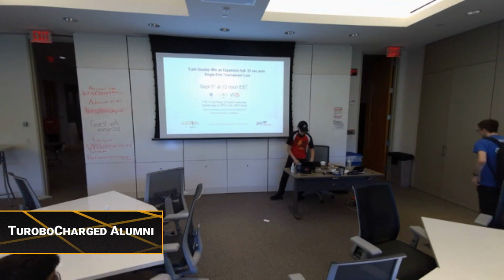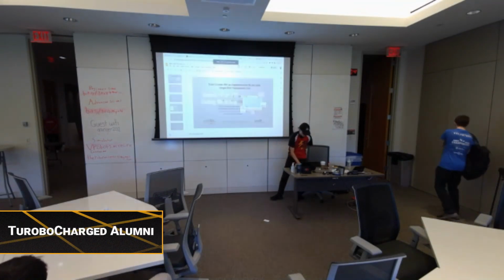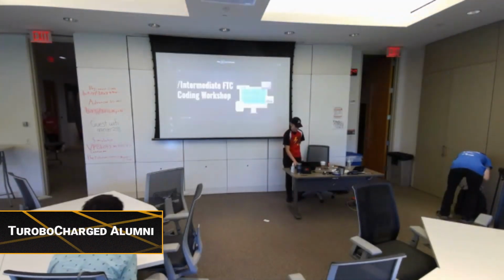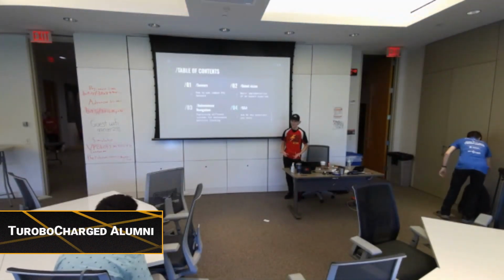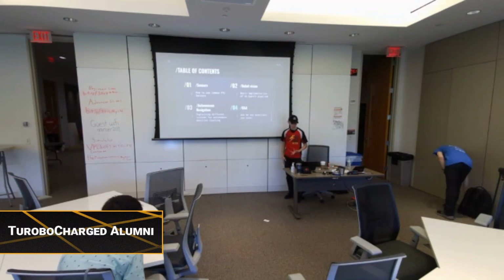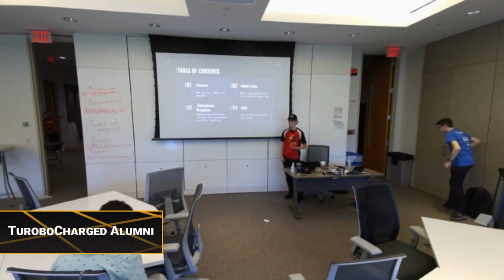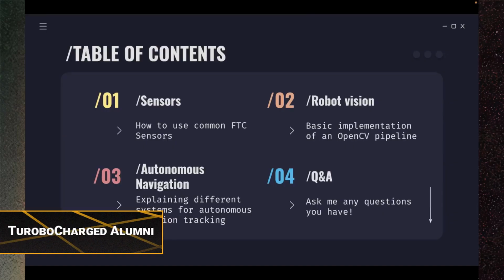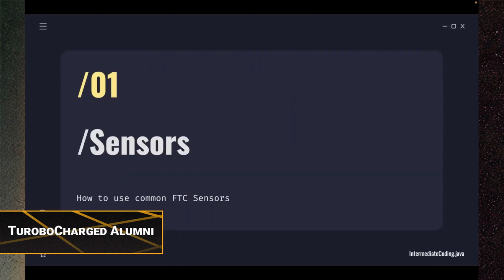So let's get into this. First, I'm going to cover how to use common FTC sensors, then robot vision with the basic implementation of TensorFlow and OpenCV, followed by the different autonomous navigation systems your team can use and how to implement them, and finally a Q&A. So to get started, let's cover how to use common FTC sensors.